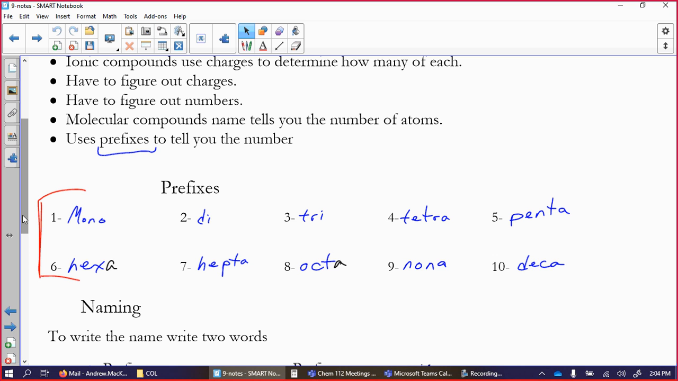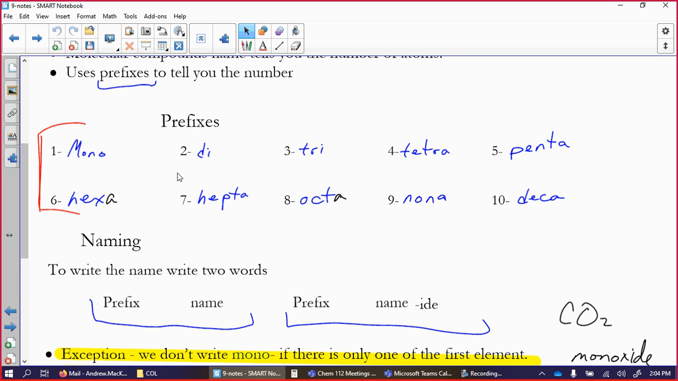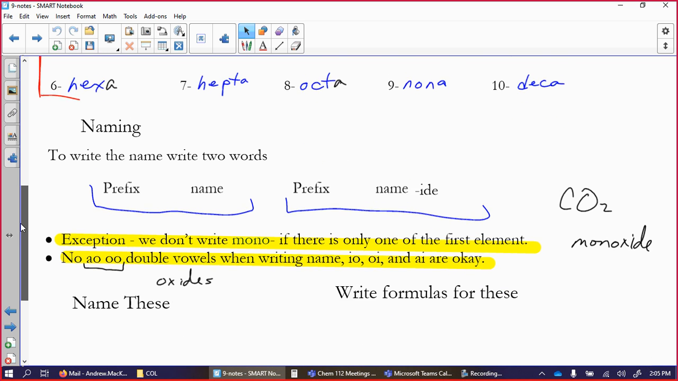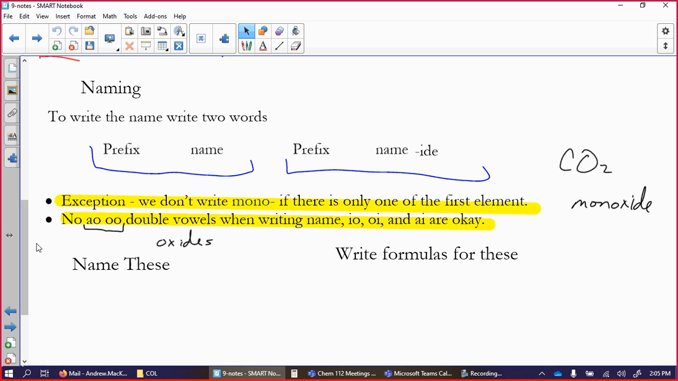We need to know those. Most of them are fairly straightforward. A monocle has one lens, di, two, tricycle, three, tetrahedron, and the rest are like shapes. So prefix, name, ide. The only two kind of exceptions: if the first one is one, we don't write mono because it's redundant.